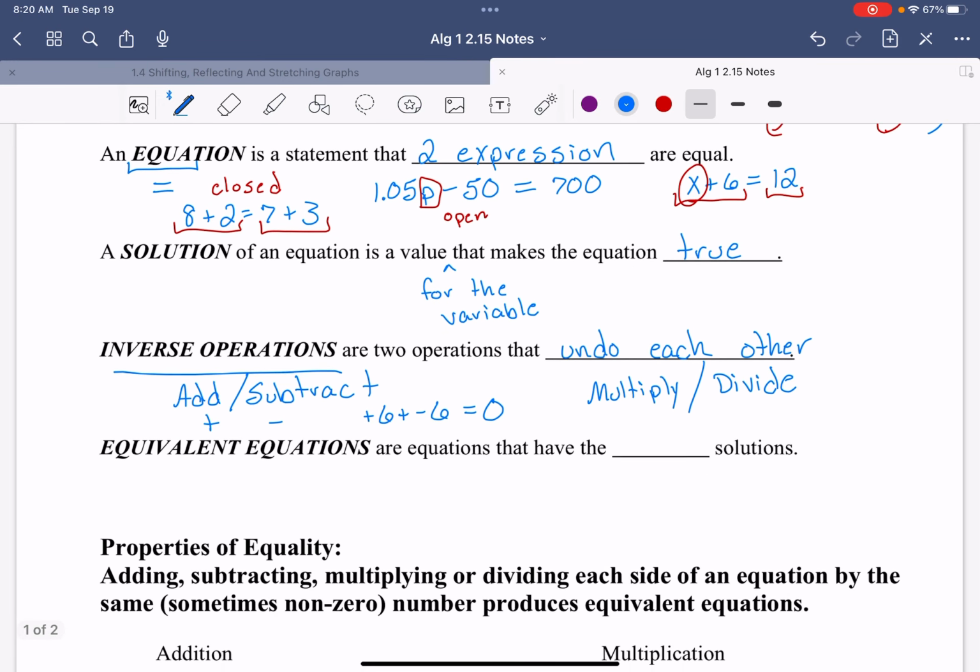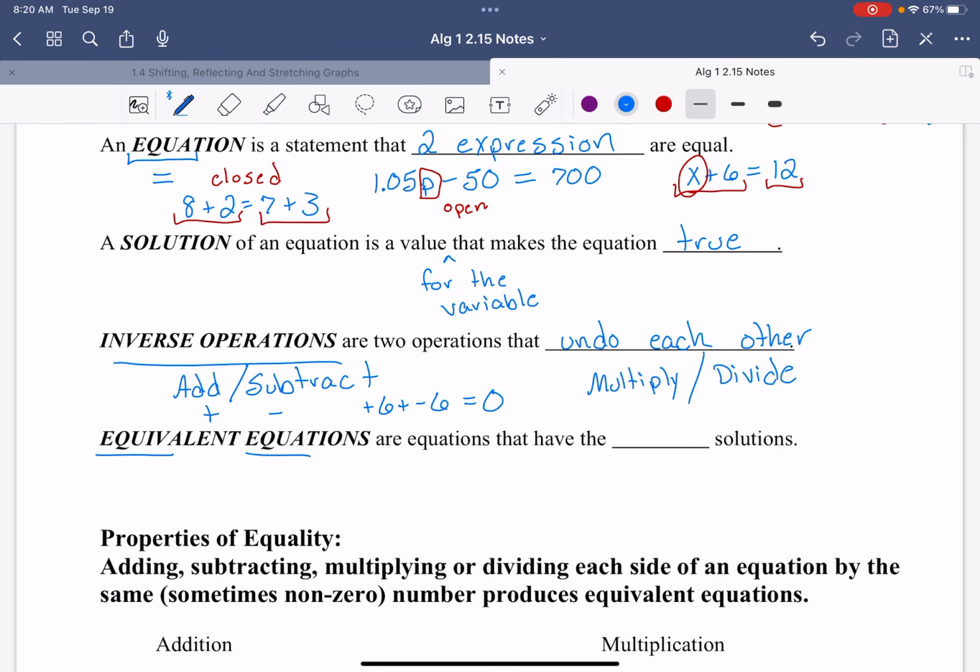Equivalent equations are equations that have the same solutions. For example, the equation x plus 5 equals 11 and 2x equals 12. These are actually equivalent equations because the solution to the first one is 6. X has to be 6. And in this one, x also has to be 6. So these are what we call equivalent equations.